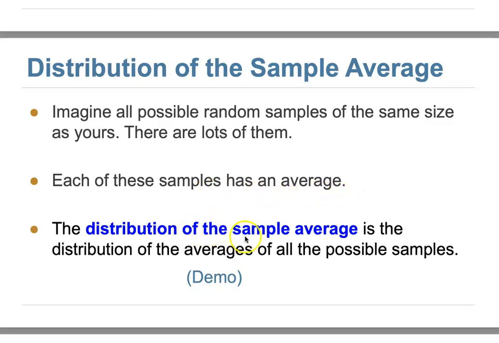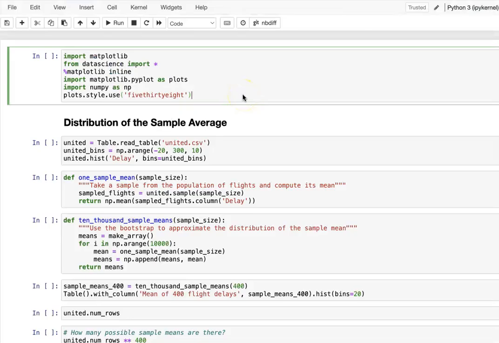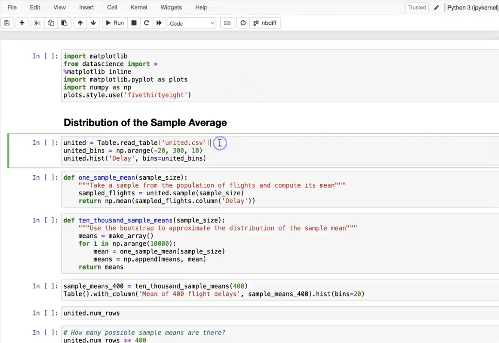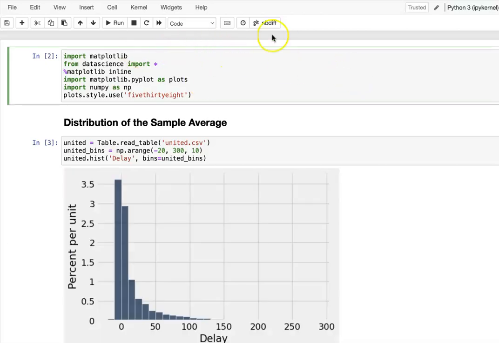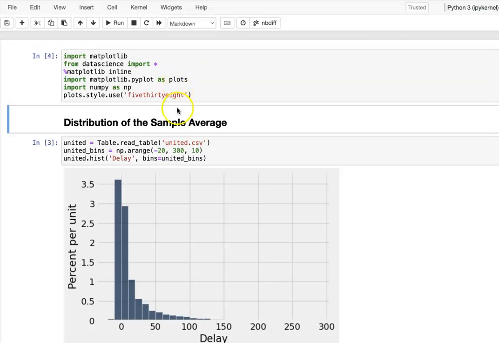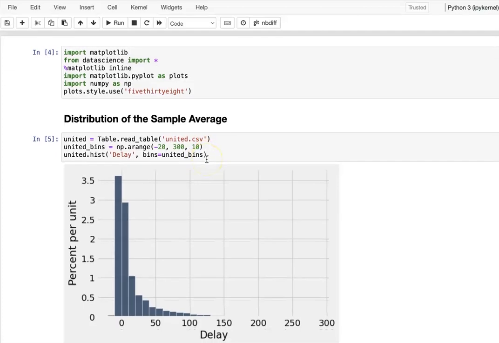So the distribution of the sample average comes out as the distribution of the average of all the possible samples. So we're back to our example from last lecture, and we're still using the United Airlines data. Sorry, I just started the file, so that's why this cell didn't run correctly earlier and there was an error. So that's our United data.